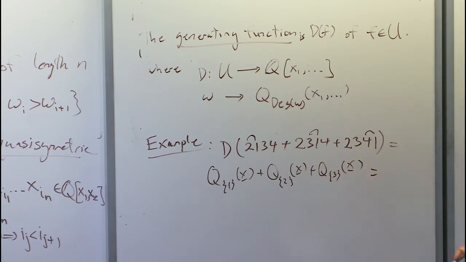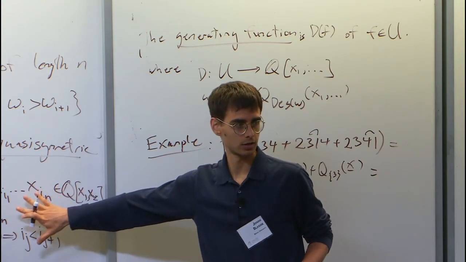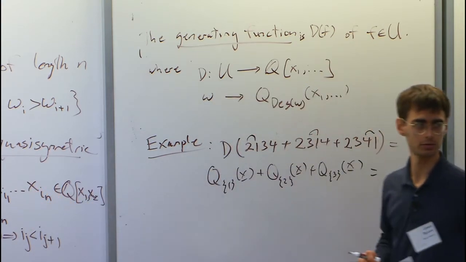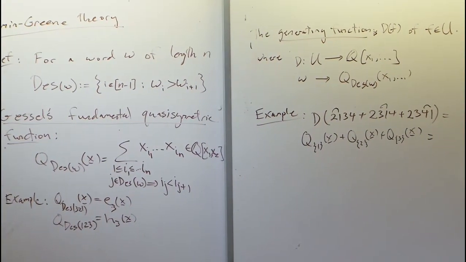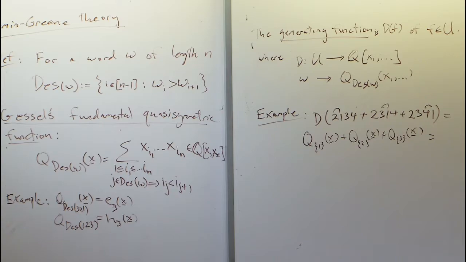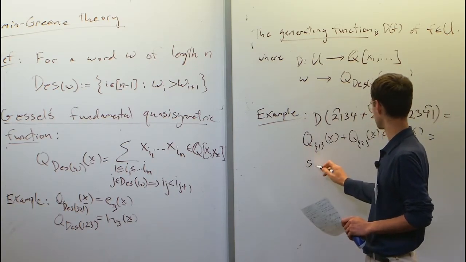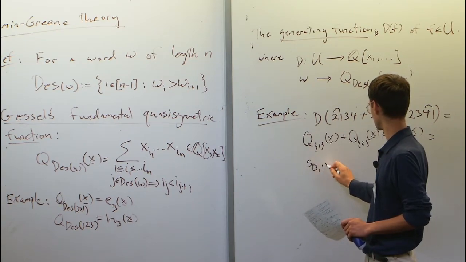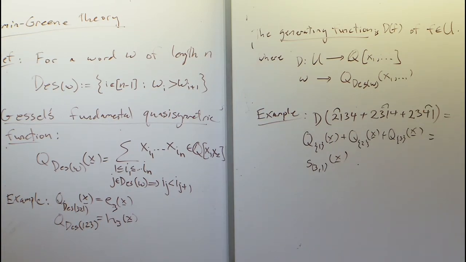So this is a sum of some quasi-symmetric functions whose definition is a little weird, but any guesses as to what this sum is? I claim that it's actually a symmetric function, and it's one you may know about. It's the Schur function of shape 3, 1. So these quasi-symmetric functions are convenient building blocks for Schur functions.